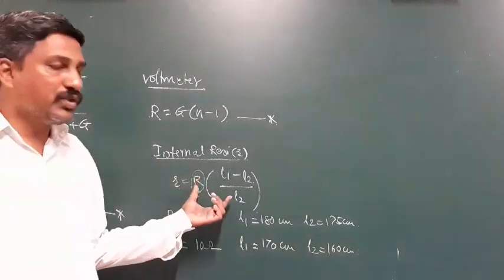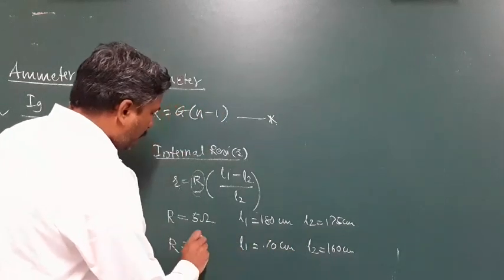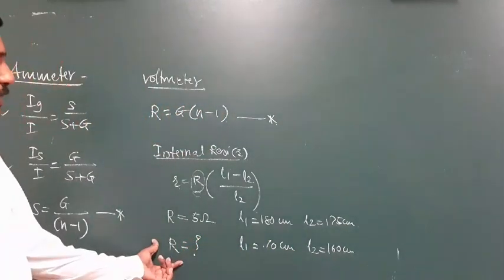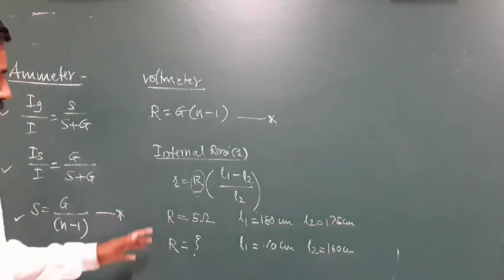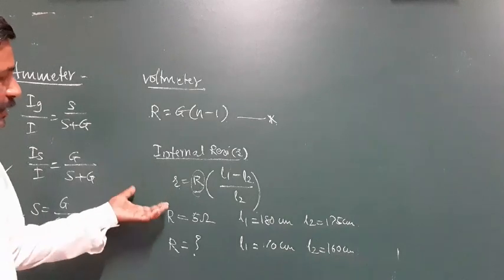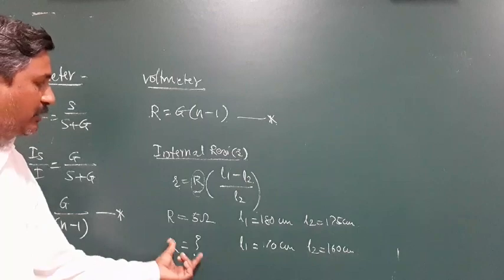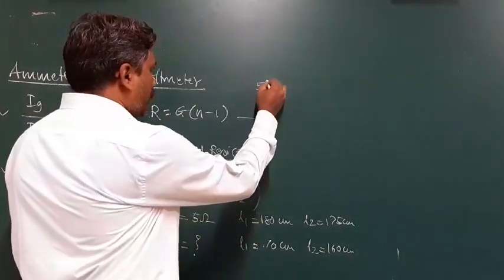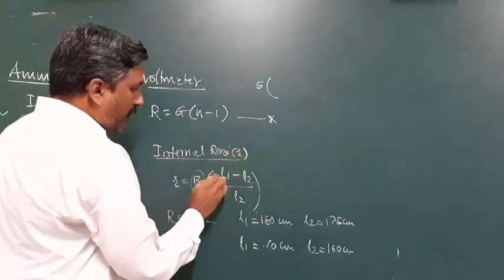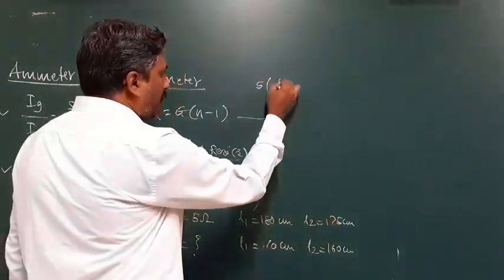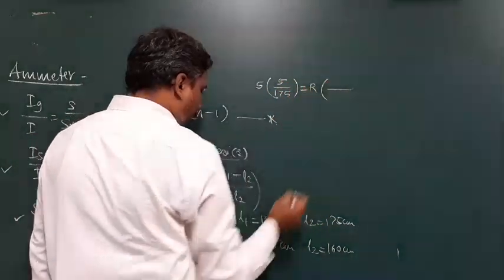Now we are equating these two. First, we have to find out the value of capital R. How do you find it? Remember that the same cell is given, so the internal resistance should be the same. We substitute one set equals to another set: 5 times (L1 minus L2) divided by 175 equals R times (170 minus 160) divided by 160.